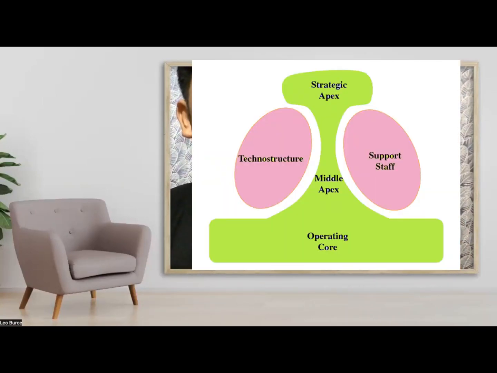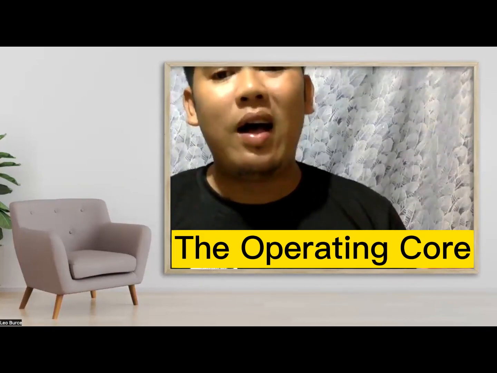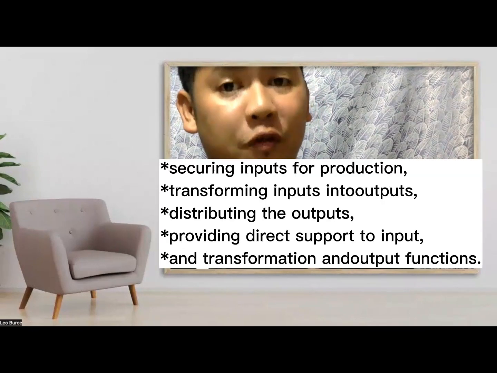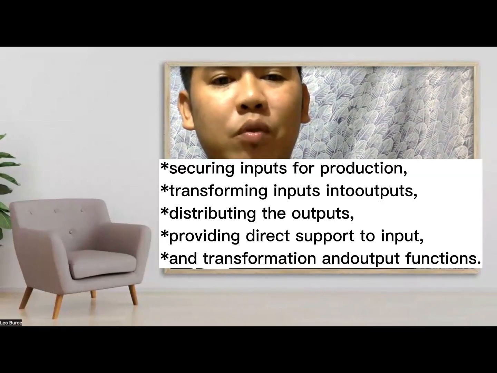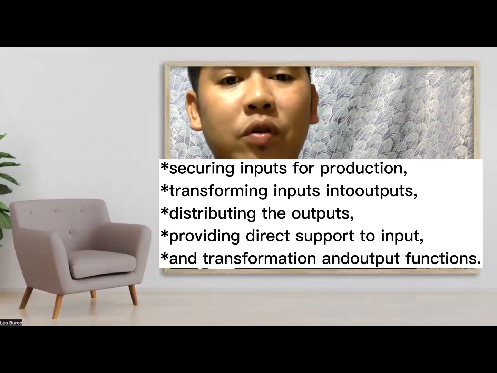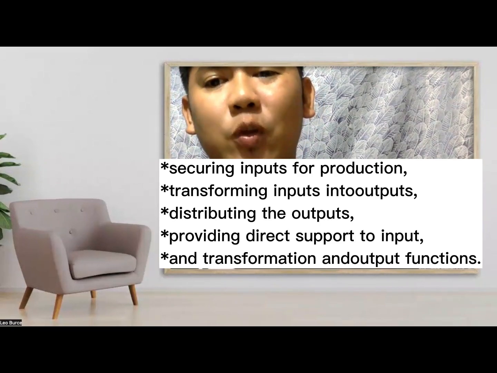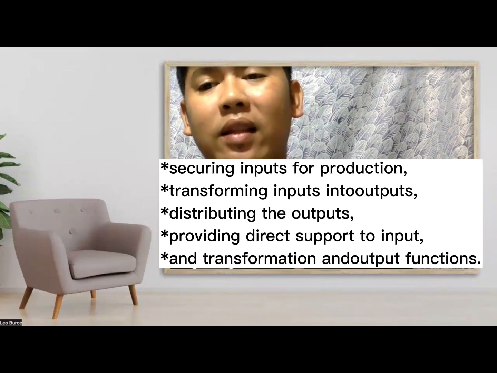The first part is the operating core. The operating core is considered the heart of the organization. This comprises the people who perform the four primary functions, which are directly related to the production of products and services, such as securing inputs for production, transforming inputs into outputs, distributing the outputs, and providing direct support to the input, transformation, and output functions.